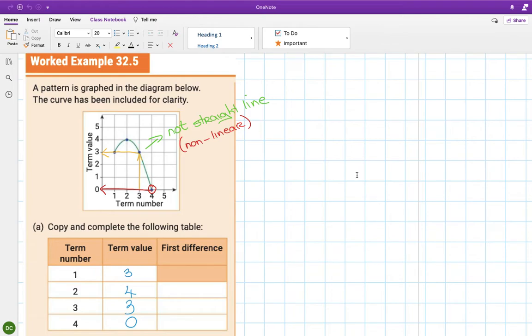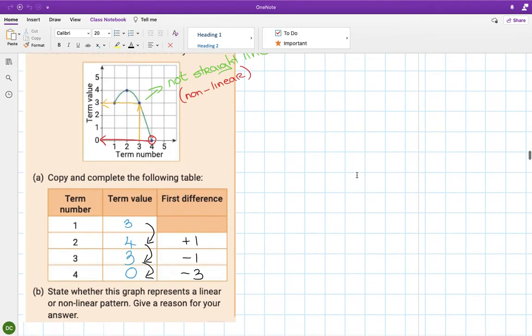Okay, so then they want us to look at the difference. So what's the difference here between 3 and 4? That's a difference of +1. The difference between 4 and 3 is -1. And the difference between 3 and 0 is -3. So the first jump has gone up by 1, then it's gone down by 1, and then it's gone down by 3.